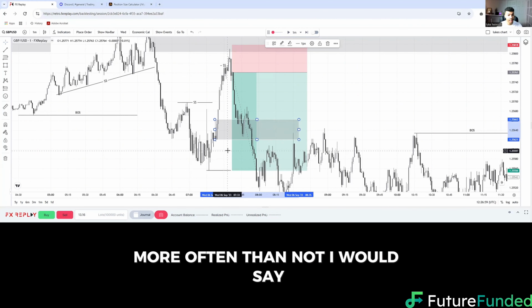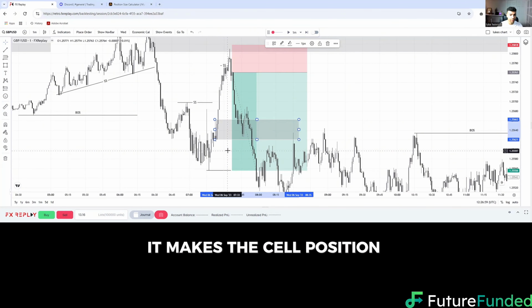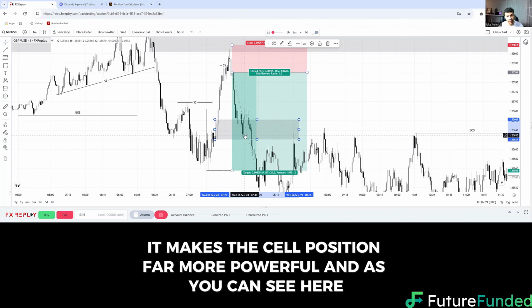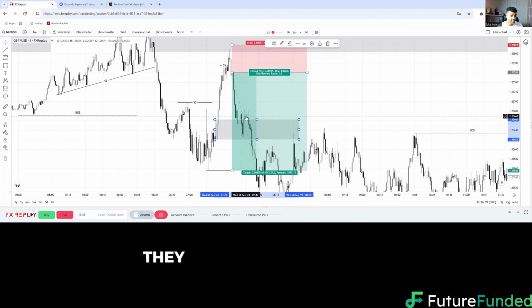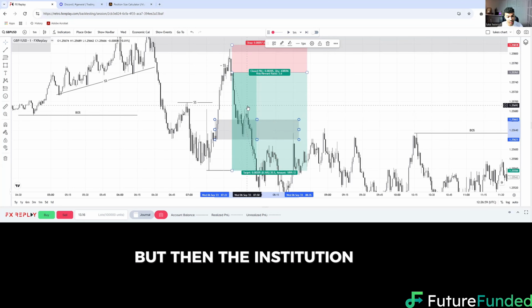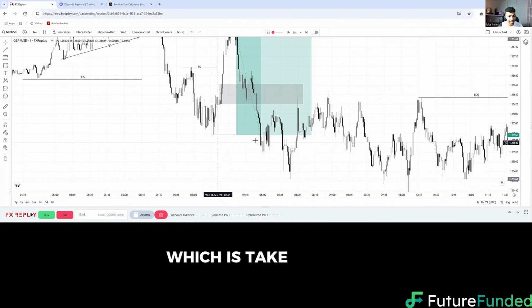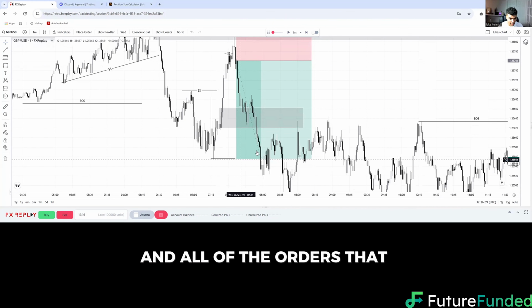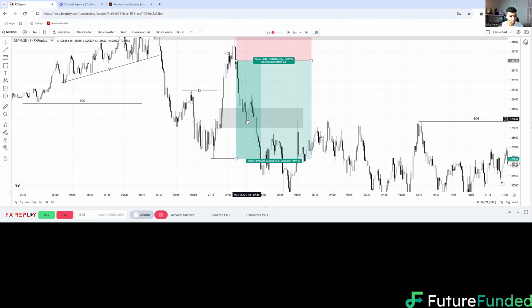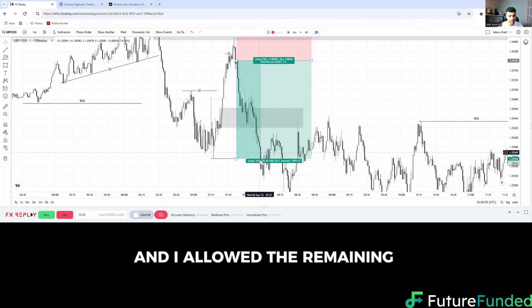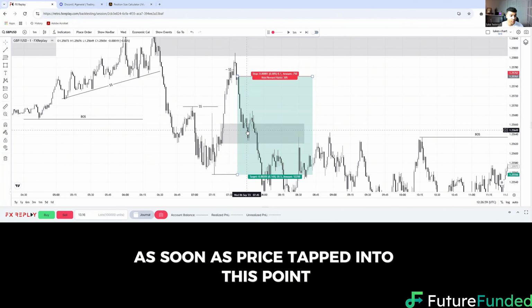More often than not, I would say that when all of these elements start to combine with each other, it makes the sell position far more powerful. And as you can see here, retail traders tried to come into the market to pump the price up. They were successful to a degree, but then the institution stepped back in, and then price did exactly what we were looking for it to do, which is take out the liquidity and all of the orders that were sat down here. So essentially what I did is I took off 70% of the trade within this point of interest, and I allowed the remaining to run, and then I moved stops to break even as soon as price tapped into this point, because we don't know, right?